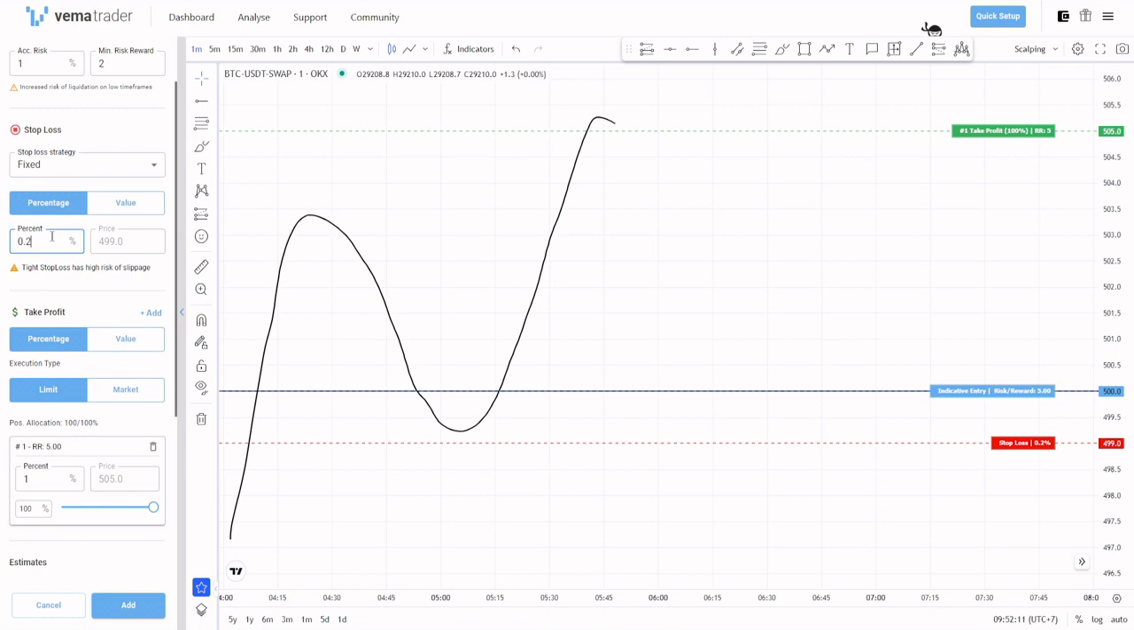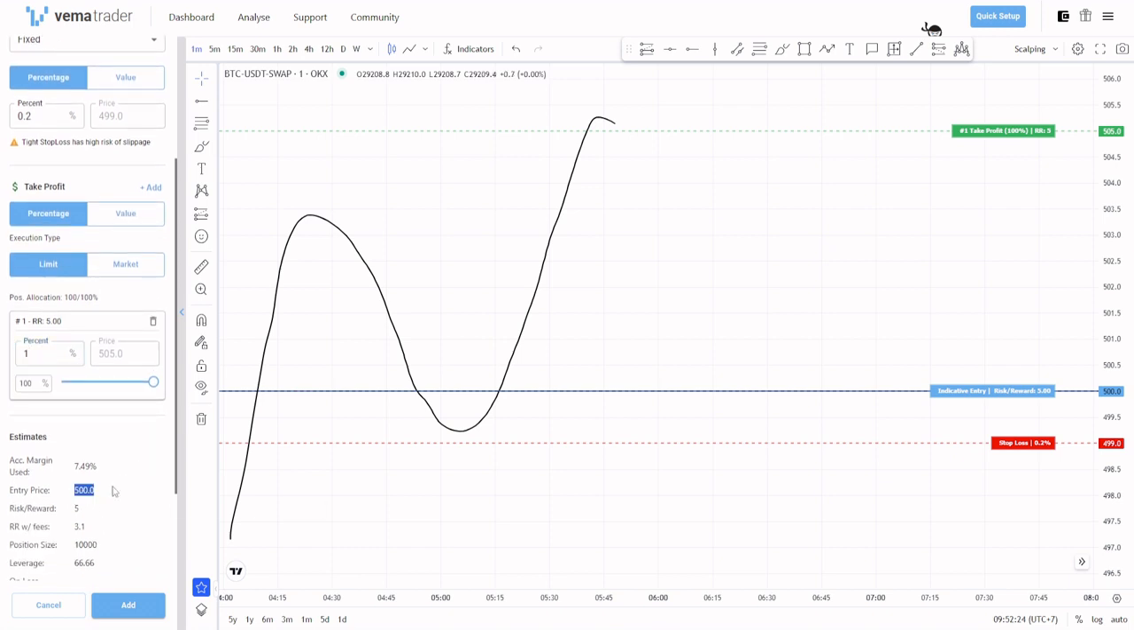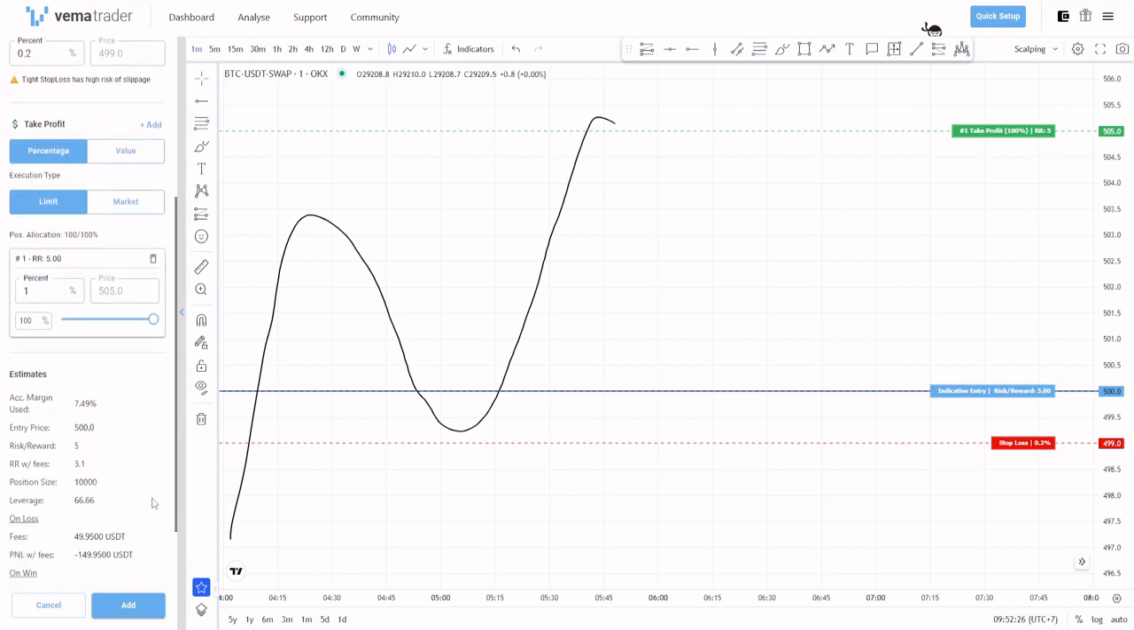So where previously we had a 2% stop loss, now a 0.2% might be more adequate. Where we had a 10% take profit, that might now map to a 1% take profit because we are scalping. So you can see that that does not change our entry price, right? We're still entering at $500. It also does not change our risk to reward. That is still a 5 to 1. The take profit is still 5 times what the stop loss was.